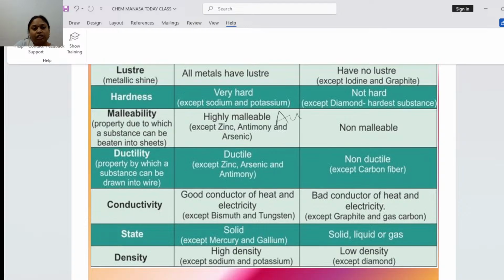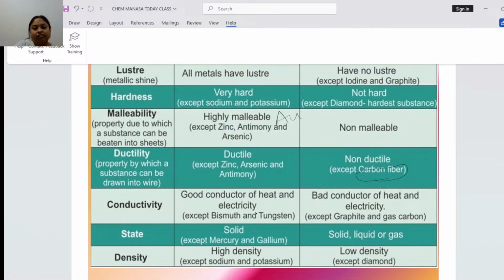And when it comes to the ductility property, being drawn into wires, copper. So here the best examples we can take are gold and copper. When it comes to the ductility property, here also once again the exceptions are zinc, arsenic and antimony. The non-metals are non-ductile in nature, but here carbon can be made into fiber. So this is an exception.